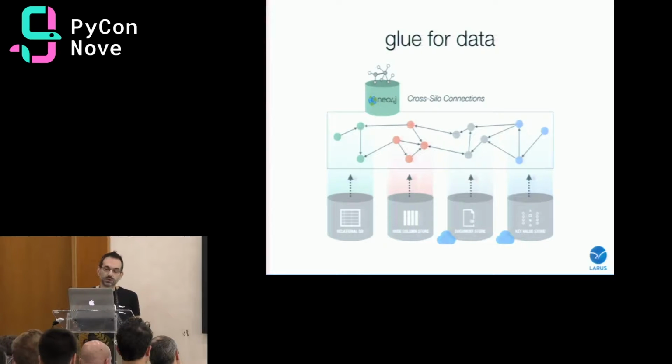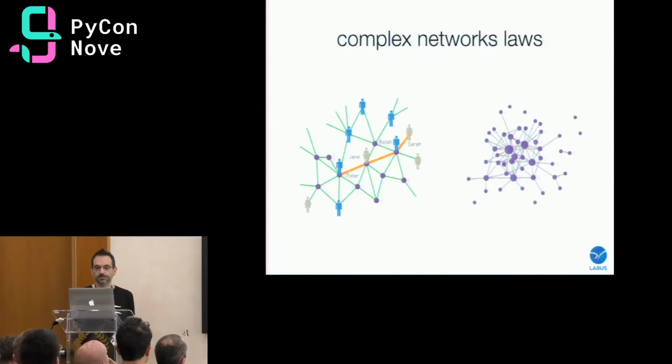Neo4j and all graph databases are also very helpful to glue together data coming from different sources, from different kinds of databases, from relational to key-value or whatever, and sum everything up in a single Neo4j database with everything structured as nodes and relationships.